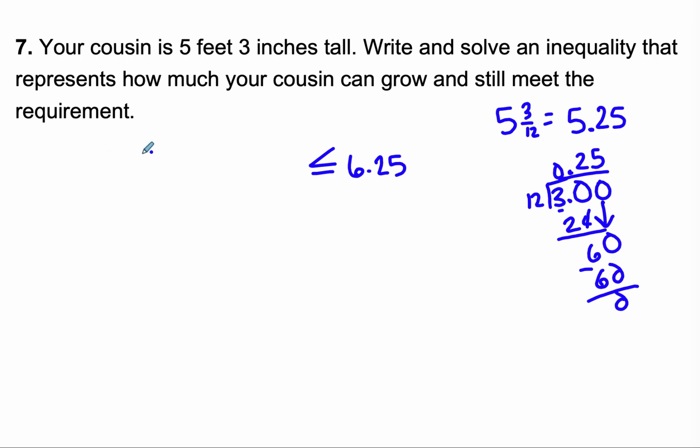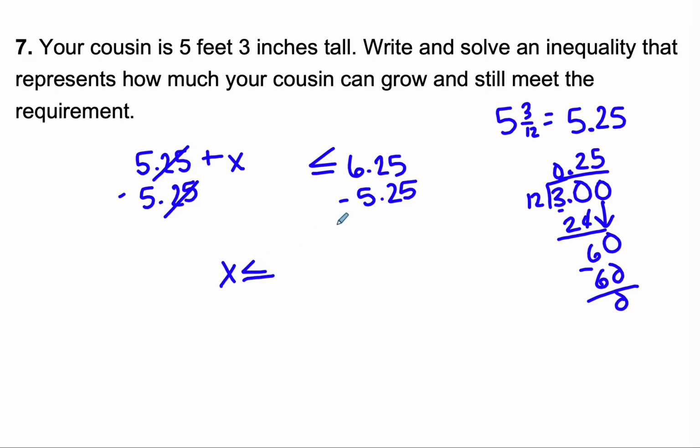So my inequality is going to be 5.25 plus x is less than or equal to 6 2/25. We would subtract our 5.25 from both sides. We have x is less than or equal to 5 minus 5 is 0. 2 minus 2 is 0. Bring down the decimal. 6 minus 5 is 1. So x is less than or equal to 1.